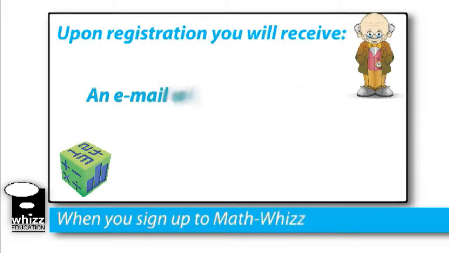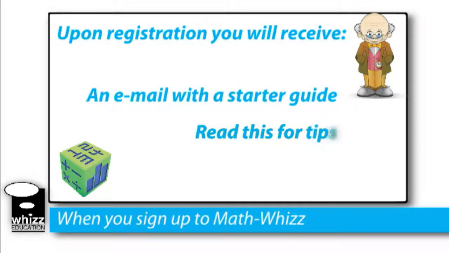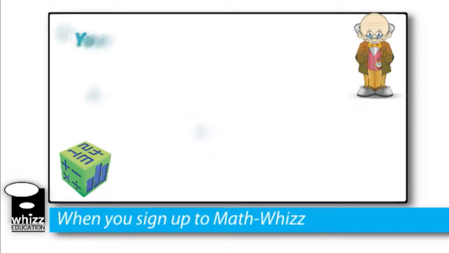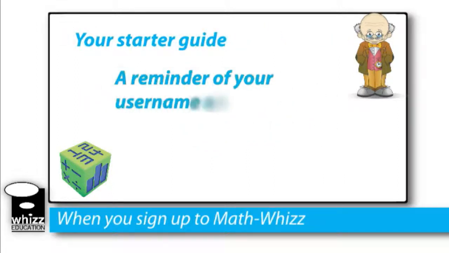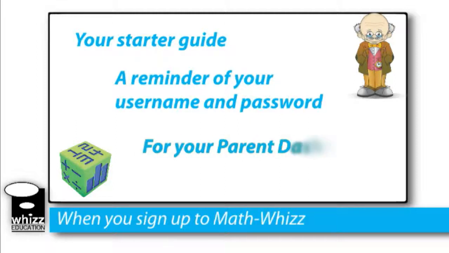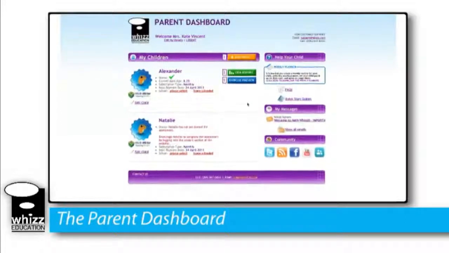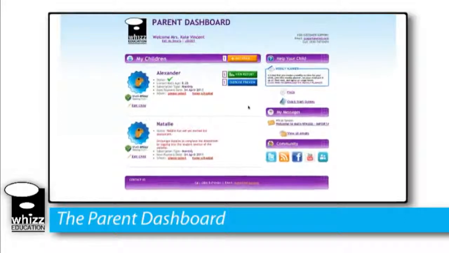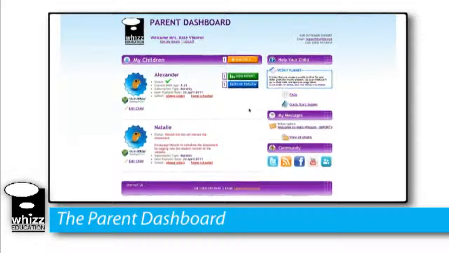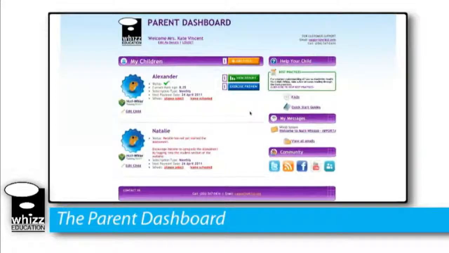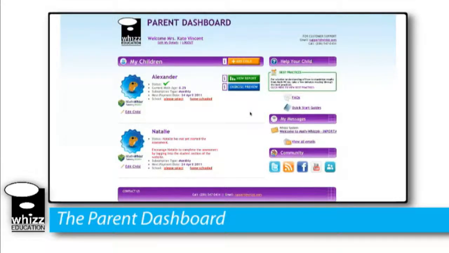So initially when you sign up to Whizz, you will get an email with a starter guide. The obvious advice there is read it because it's got some really good tips in there for you. In your starter guide will be a reminder of your username and password, which will allow you to log in to your parent dashboard. Here is an example of one, and you'll have information there on your child where you can view reports, manage your information and do lots of other exciting things as well.